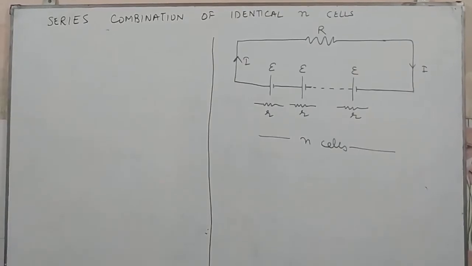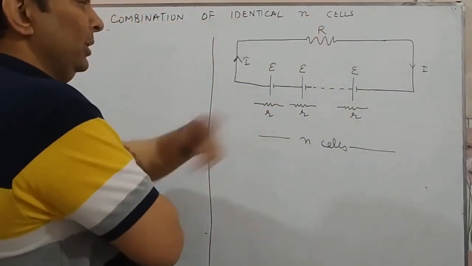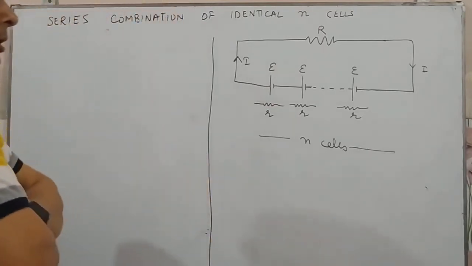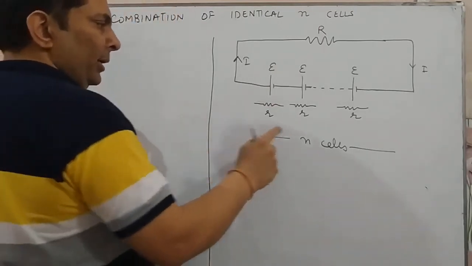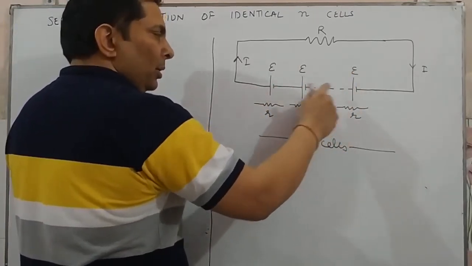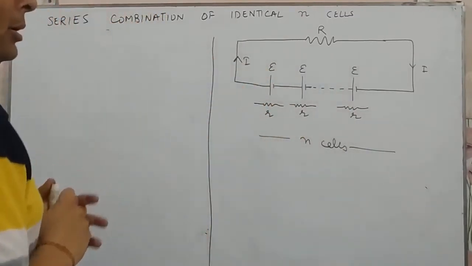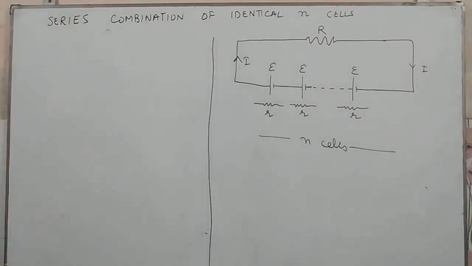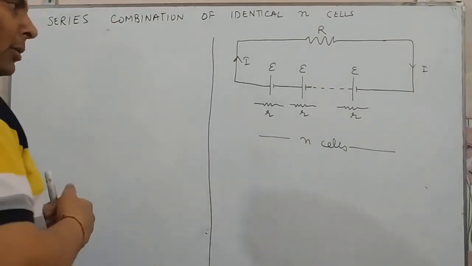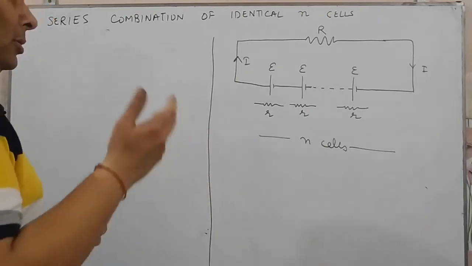Now in the next discussion we'll have a series combination in which we have connected n number of identical cells in this arrangement. This is a series arrangement. We have connected n number of cells, each having EMF E and internal resistance small r. This series combination is connected to an external resistance, capital R. In this case, we need to find the conditions for maximum current drawn by the circuit.